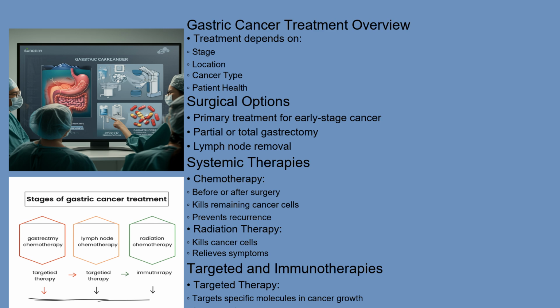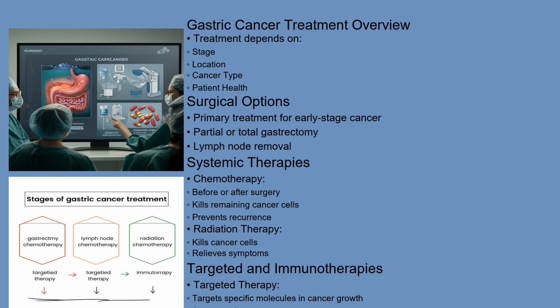Treatment for gastric cancer depends on the stage, location, and type of cancer, as well as the patient's overall health. Surgery is often the primary treatment for early-stage gastric cancer and may involve removing part or all of the stomach, along with nearby lymph nodes. Chemotherapy is often used before or after surgery to kill any remaining cancer cells and to prevent recurrence. Radiation therapy may also be used to kill cancer cells or to relieve symptoms. Targeted therapy and immunotherapy are newer treatment options that may be used in certain cases to target specific molecules involved in cancer growth or to boost the immune system's ability to fight cancer.